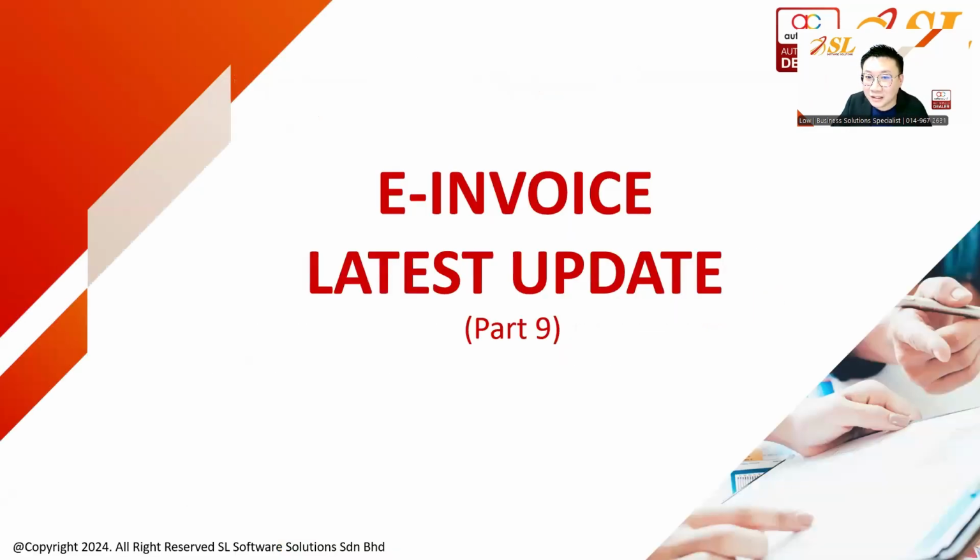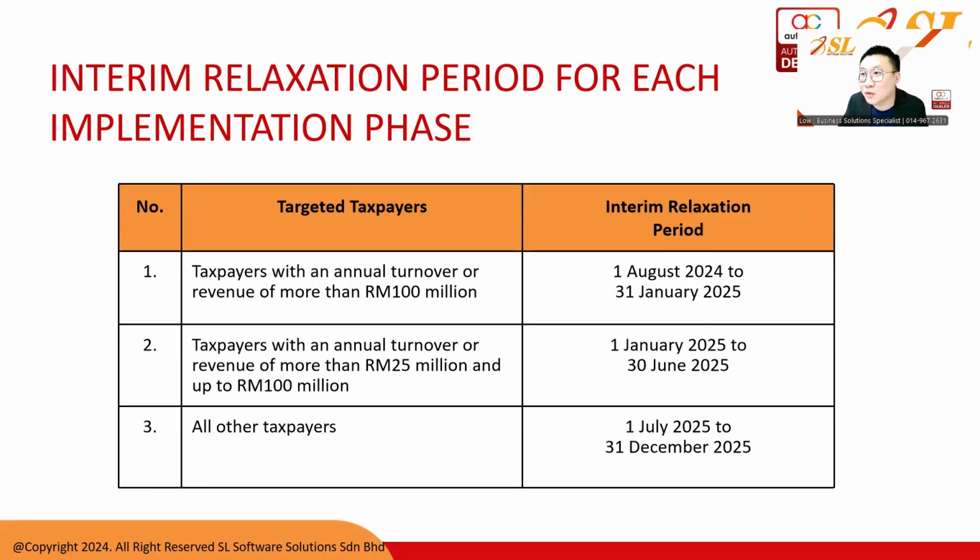Okay, so any update? You see, government gives you a 6 month honeymoon period. It's called the interim relaxation period. For all stages, we got 3 stages. First stage is 1st August 2024. Another one is 1st January 2025. The last batch is 1st July 2025. All these 3 stages also got a 6 month honeymoon period.